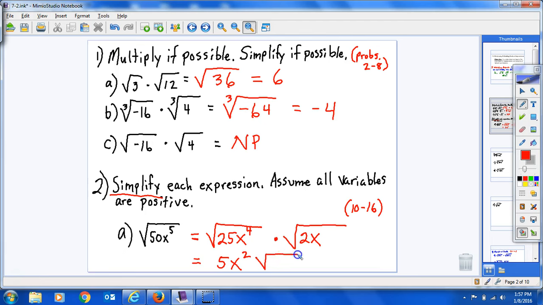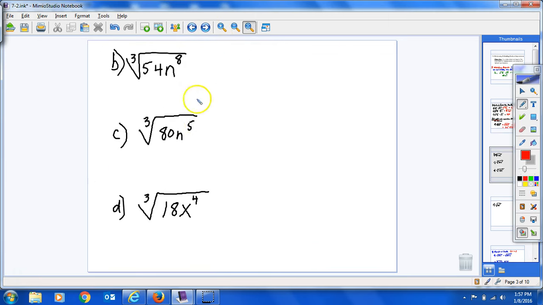And this right radical stays in radical form because there is no perfect square root of 2 and there is no perfect square root of x to the 1st. That's my answer for letter A.